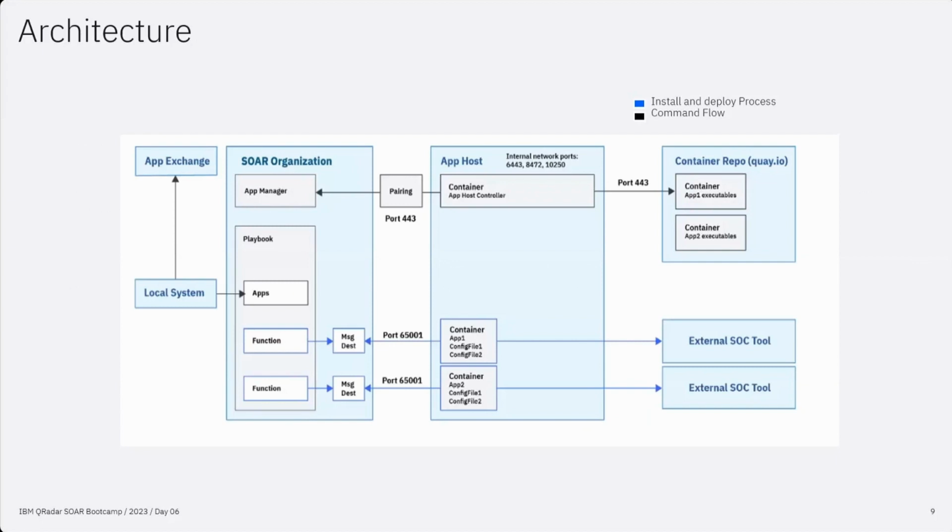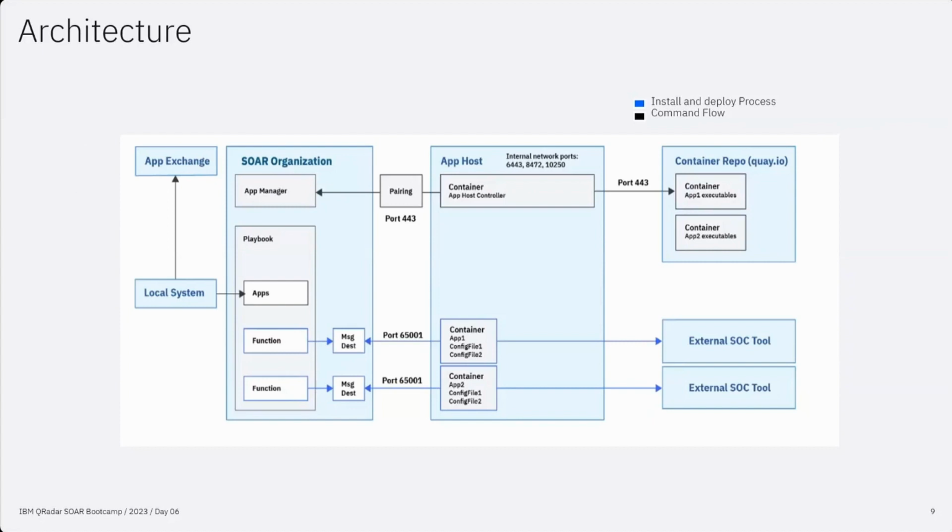Now, the screen grab that you're looking at is the architecture. So let's understand how this works. So on the left side, you can see there is App Exchange, there is local system, there's boxes. There's one box which represents SOAR organization. There's another box that represents app host. And at the last, we see container repo and external SOC tool. So let's understand the flow and what this architecture has to offer.